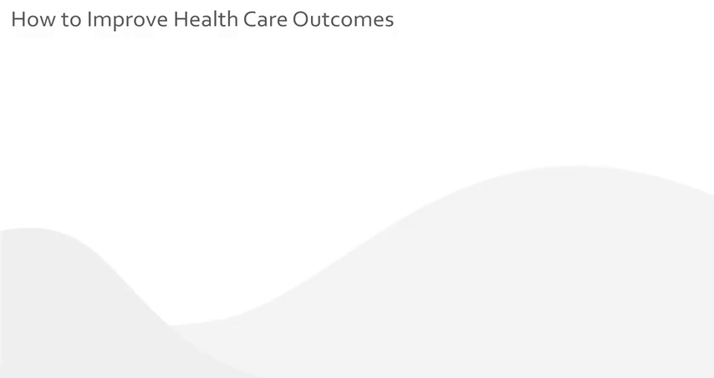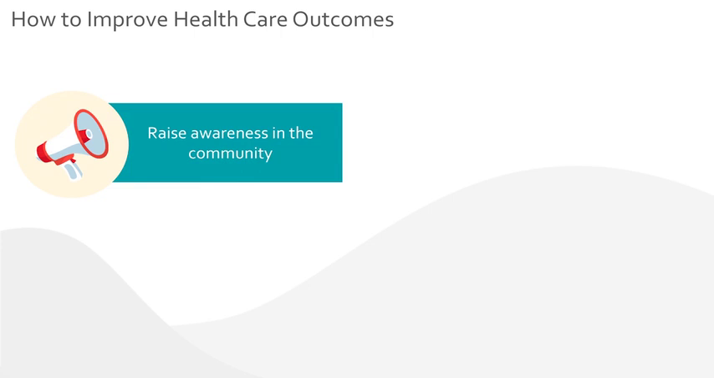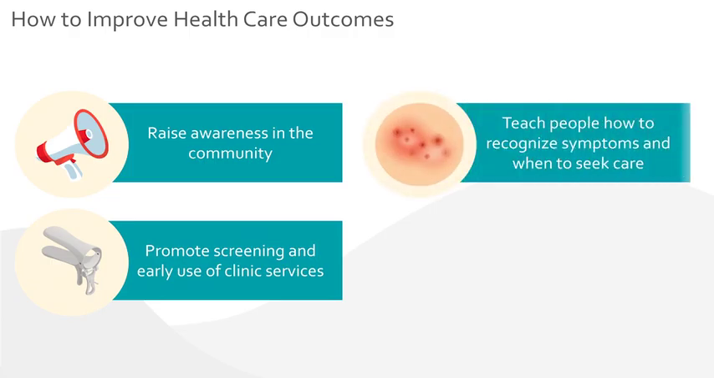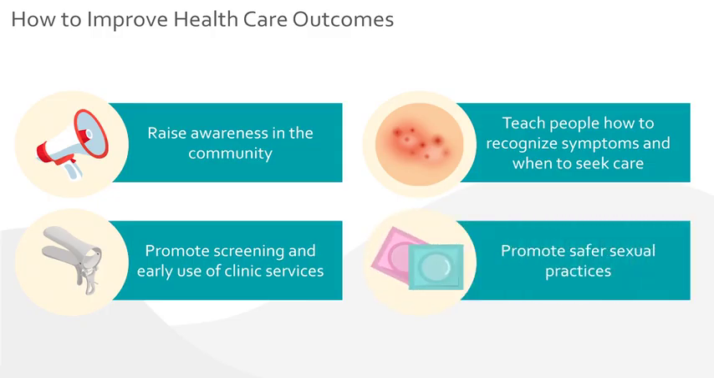To improve healthcare outcomes, the first step is to target the community to encourage use of available services. Healthcare providers should raise awareness in the community about STIs and how they can be prevented, especially among populations who may be at high risk. Promote screening and early use of clinic services to cure STIs and prevent complications. Teach people how to recognize symptoms and when to seek care. Promote safer sexual practices, including correct and consistent condom use.